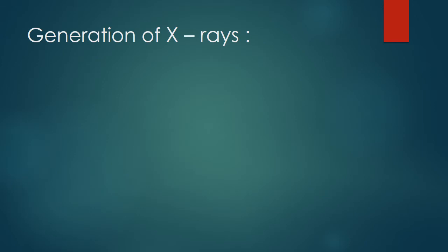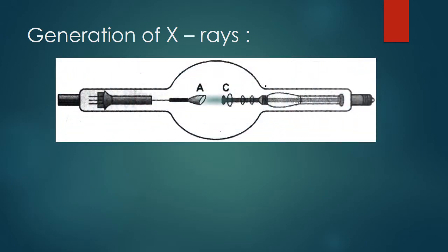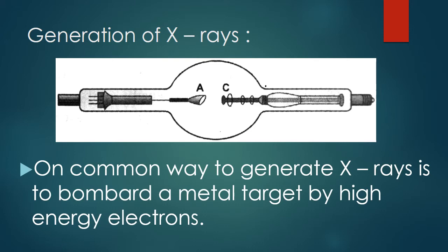Generation of X-rays. Basically in this figure you can see that A represents the anode and C represents the cathode. The rays from the cathode will strike the metal surface of the anode. When highly energetic electrons from the cathode strike the anode, they lose their energy in the form of electromagnetic waves which are nothing but X-rays. So one common way to generate X-rays is to bombard a metal target with high energy electrons.